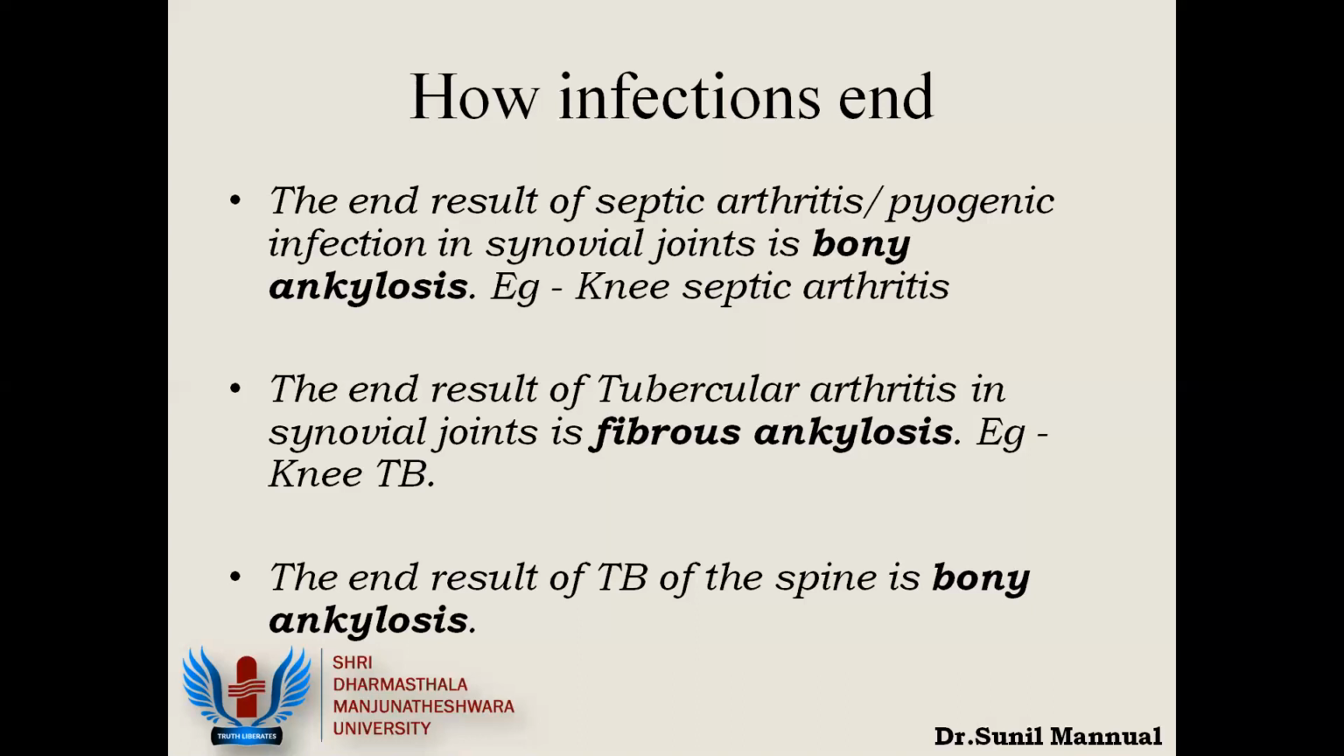However, the end result of a tuberculosis of the spine is bony ankylosis. Why is that bony ankylosis? Because I told you what prevents a fusion of the bones here is the intervertebral disc.